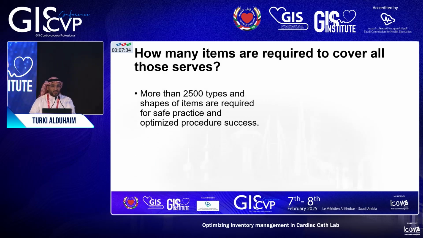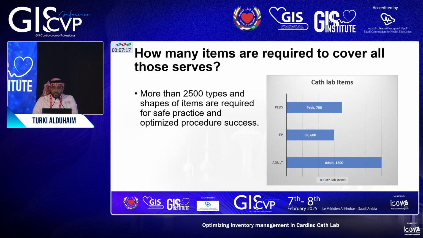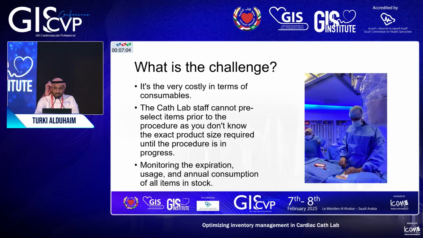It's around 2,000, more than 2,000 types and shapes of items. We need to make sure that the lab cannot function without having these items exist in the lab. This is a small statistic from our cath lab. Our pediatric types and shapes are around 700, AP around 600, and for adult 1,200.